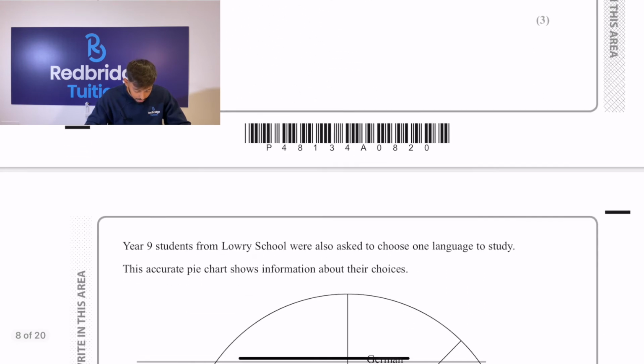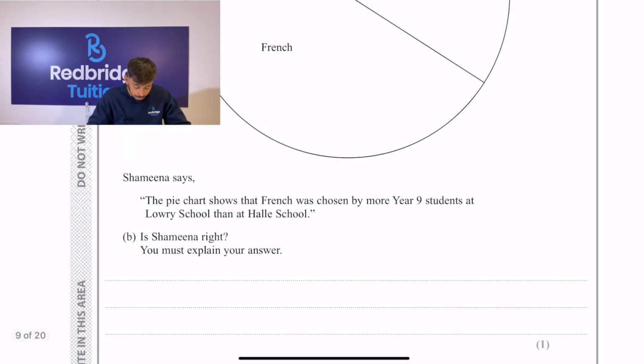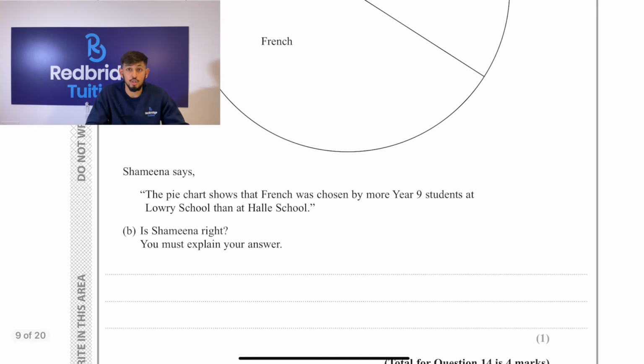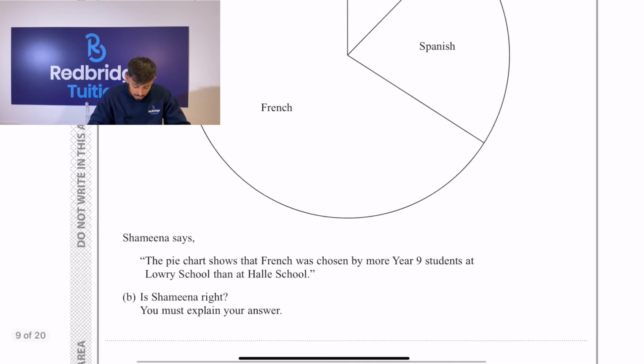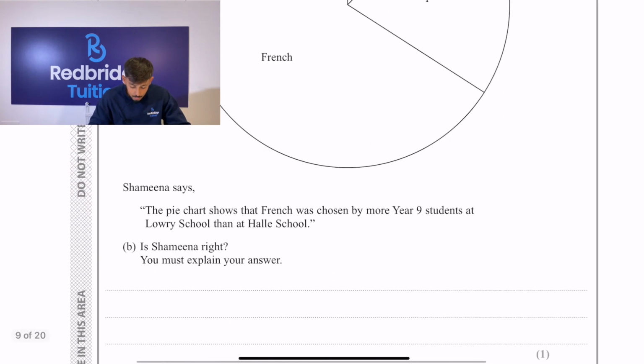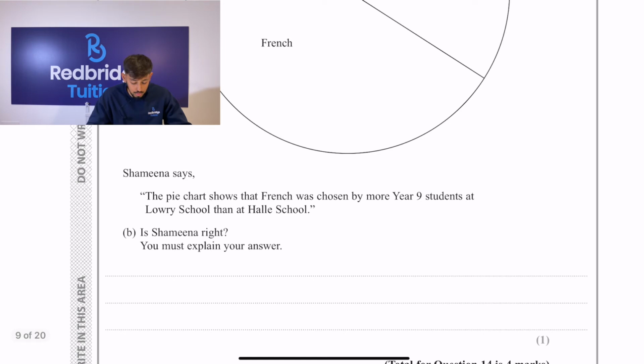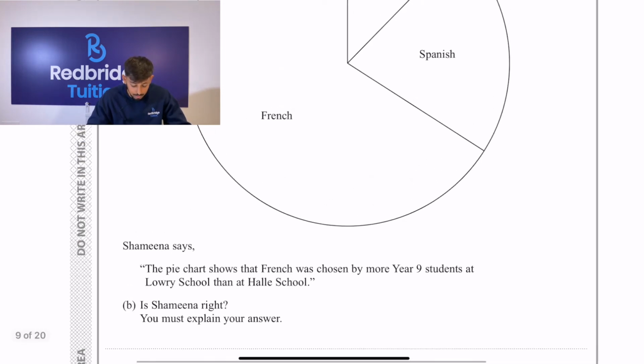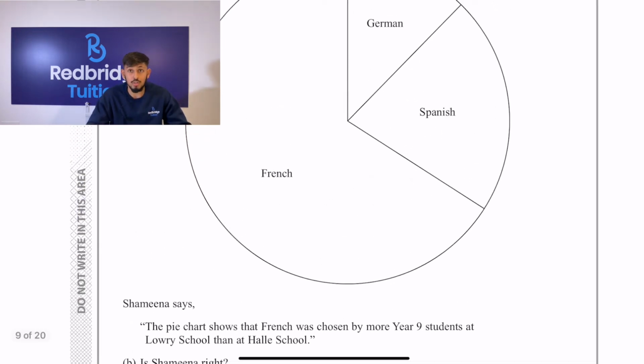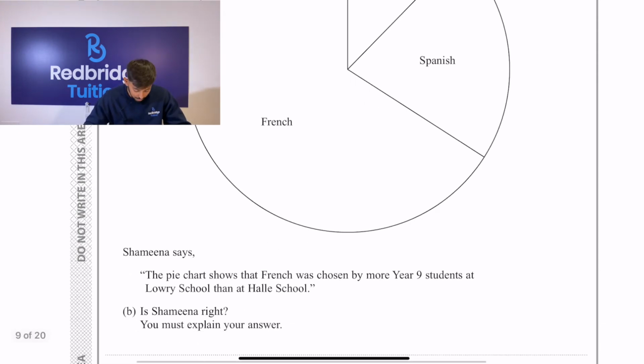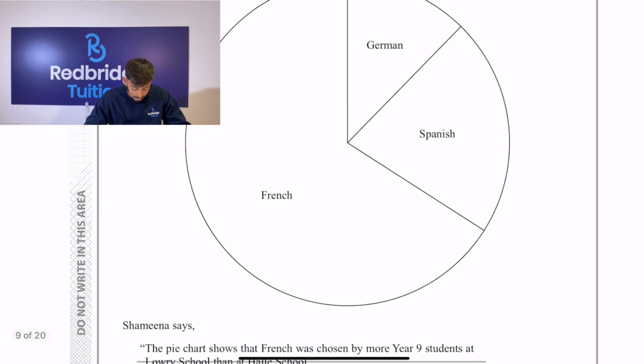Now, moving on to part B. Shamina says, the pie chart shows French was chosen more by Year 9 students at Lowry School than Hale School. Is she right? You must explain your answer. Now, from the second pie chart, we haven't been given any data. So therefore, even though the section of the pie chart is larger, we're not sure how many people have taken French in Lowry School.